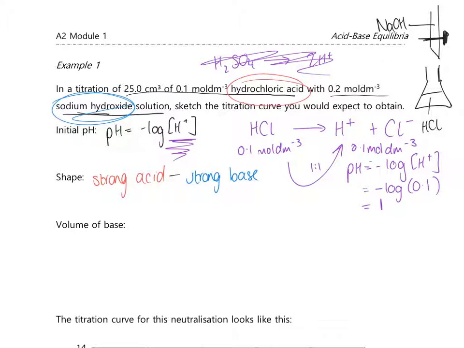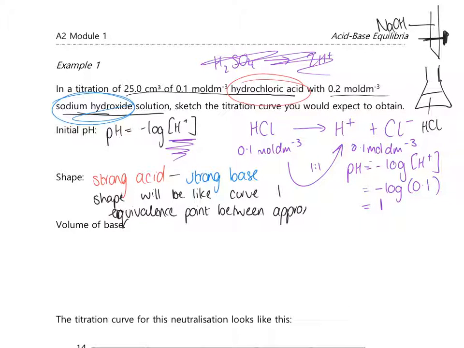Okay, so what I want to write in here is that the shape will be like which curve? 1. Good job. Equivalence point. Equivalence point between roughly 3 and 10, approximately 3 and 10.